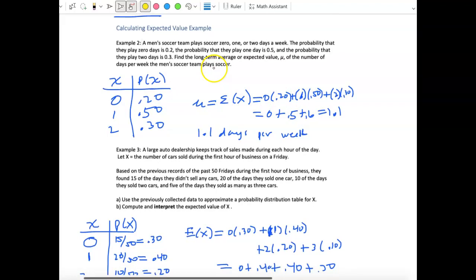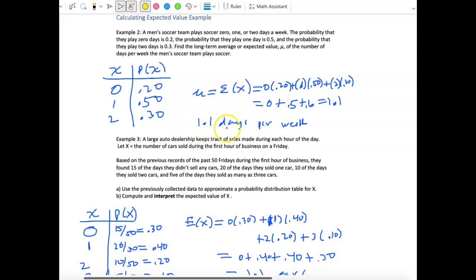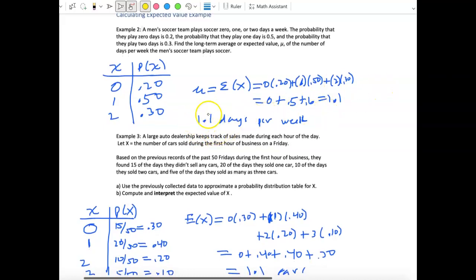So this expectation, what do we expect? The likelihood. What's the probability? What's the likelihood of something happening? And then how often can we expect that to happen? Again, no one's going to play 1.1 games. This is an average, but we get a sense it's probably closer to 1 game than 2 games when we look at that.